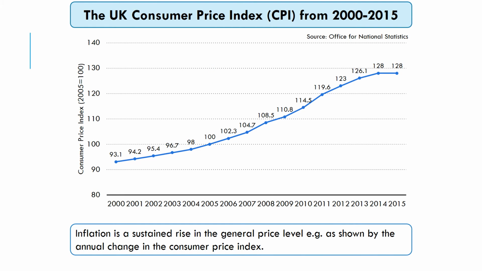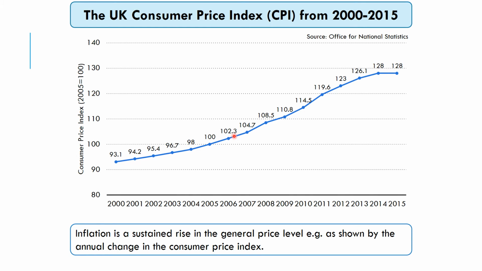So here is the Consumer Price Index from 2000 to 2015. Straight away, you can see the base year is 2005. That's when our values have been set to 100. And then we can see prices rising or falling from that point. So in 2006, there has been a 2.3% rise.